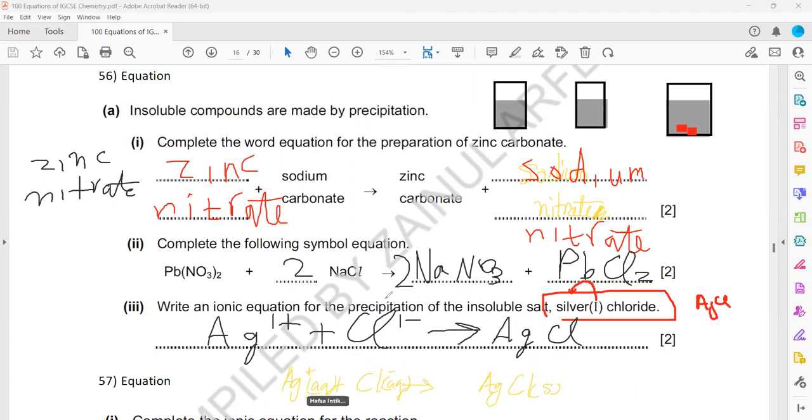And the state symbol. Even though sometimes they specify to write the state symbol, ions are always aqueous. So you will write aqueous, aqueous, and the salt which is formed, because it's ionic precipitation, will always be a solid.